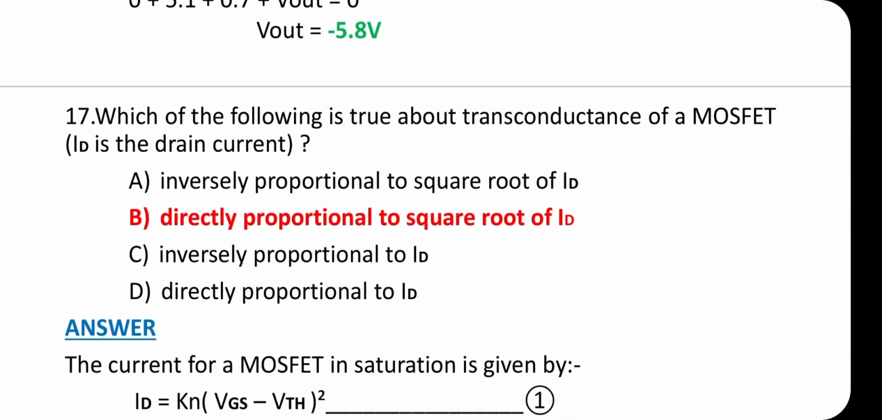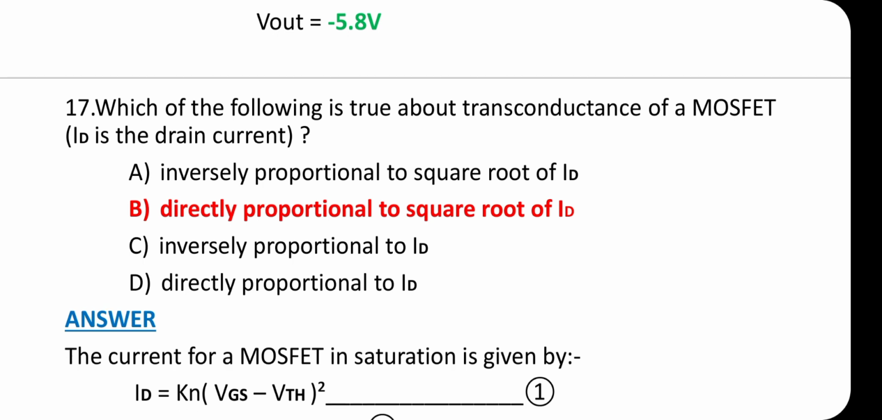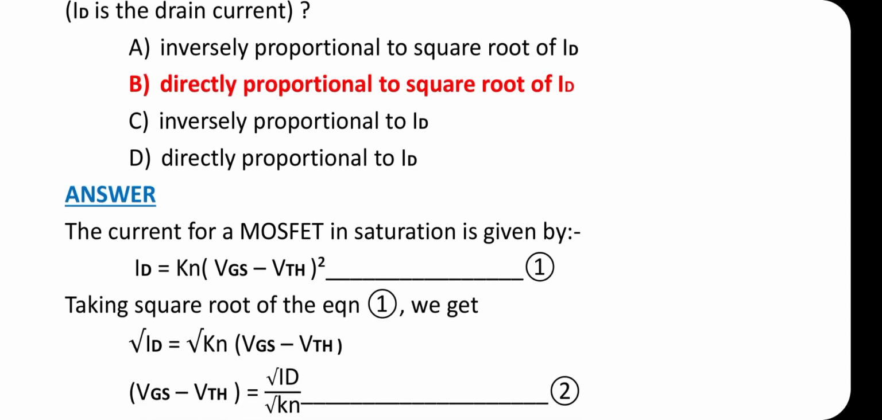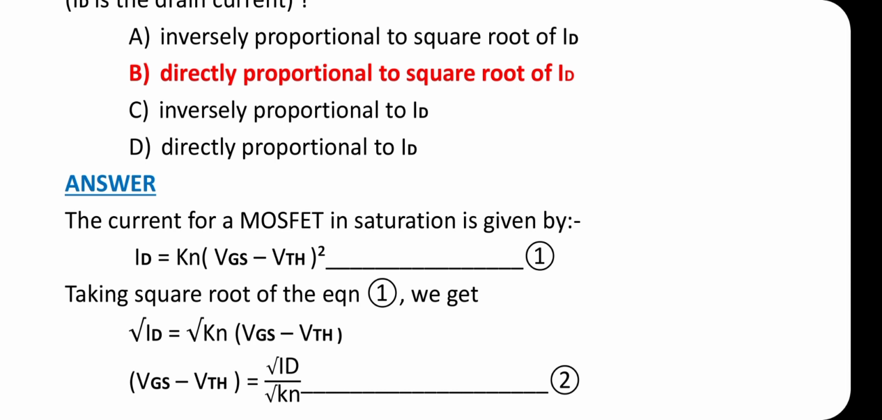Which of the following is true about transconductance of a MOSFET? ID is the drain current. Answer is option B, directly proportional to square root of ID. Transconductance indicates the amount of control the gate has on the drain current. Mathematically, the transconductance gm is defined as gm equal to dou ID by dou VGS. It is given the name transconductance because it gives a relationship between the input voltage and the output current.